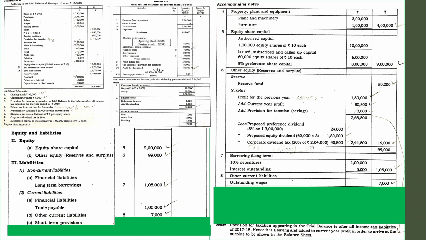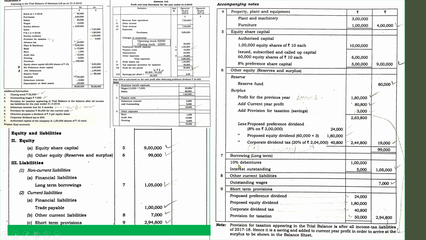And finally, provisions. So while dealing with provision, you have to be very careful. Short-term provisions includes any sorts of dividend payments, any sort of corporate dividend taxes paid, and all other provisions on each item. So it includes proposed preference dividend, see 24,000, proposed equity dividend 1,80,000, corporate dividend tax 40,800, and finally provision for taxation. See, it was given in the adjustment. Total 2,94,800, show that amount in the short term provisions.